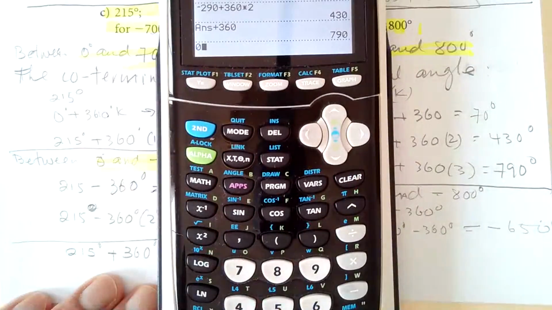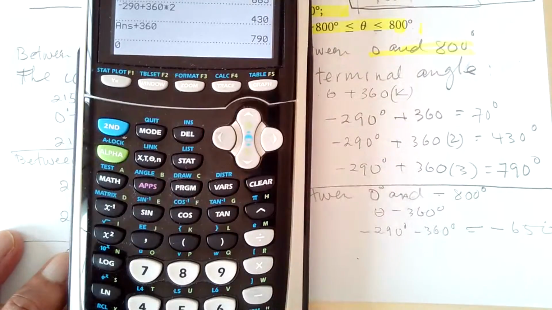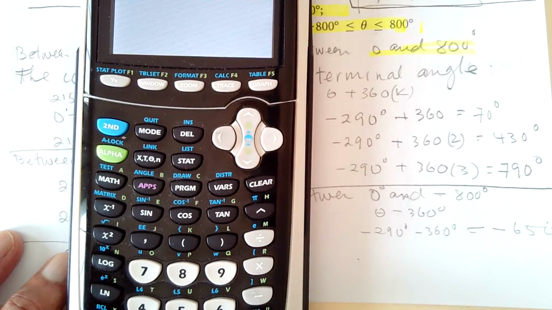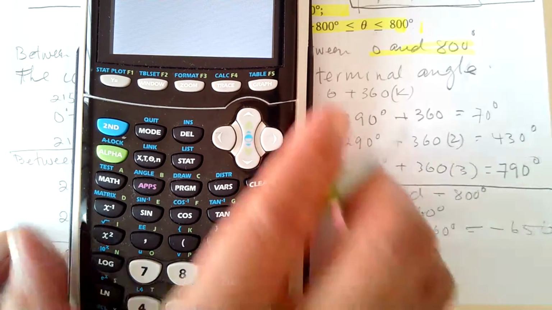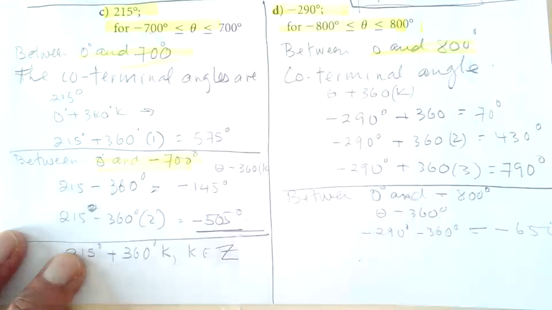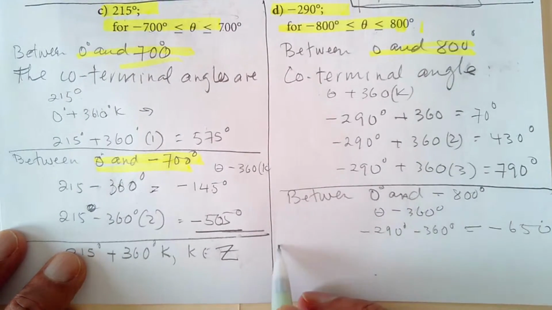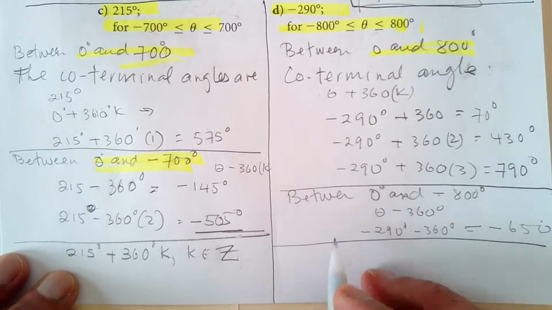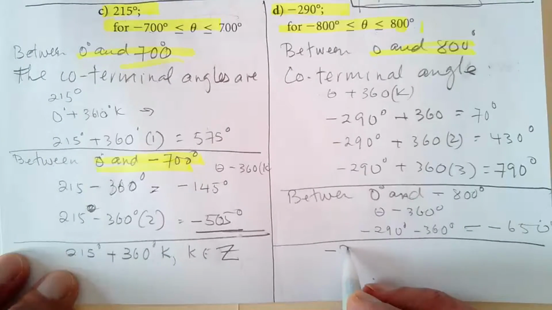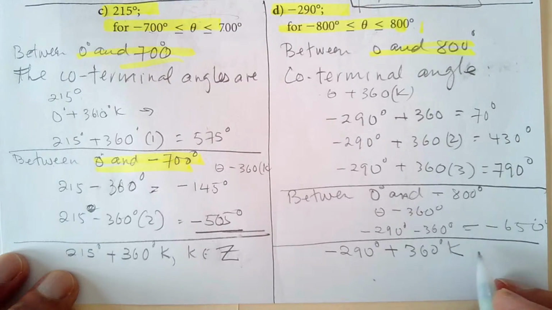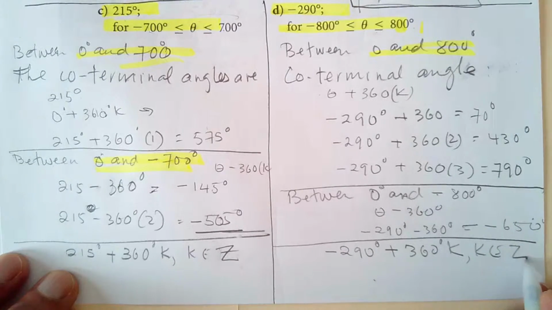Let's see if that's correct. So that's where we stop. Now we can write our expression as negative 290 degrees plus 360 degrees k, where k is an element of integer.